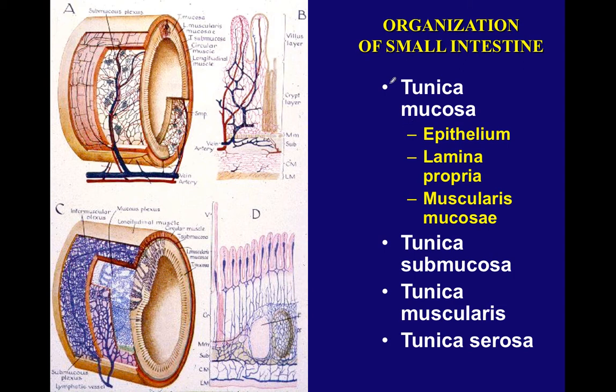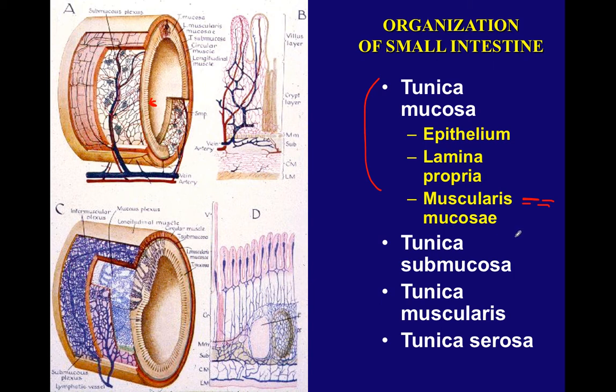Histologically, it consists of 4 layers: tunica mucosa, tunica submucosa, tunica muscularis, and tunica serosa. The tunica mucosa, which is found near the lumen, consists of the epithelium, lamina propria, and muscularis mucosa. The epithelium is simple columnar epithelium with goblet cells. The lamina propria is loose connective tissue, and the muscularis mucosa is a small layer of smooth muscle that separates the tunica mucosa from the tunica submucosa.